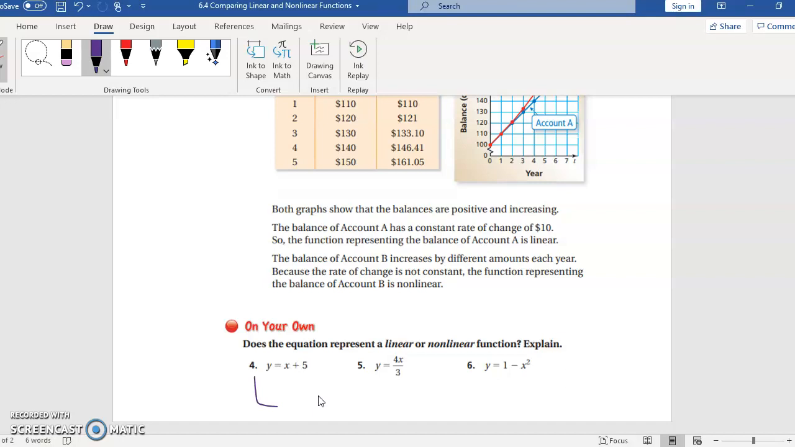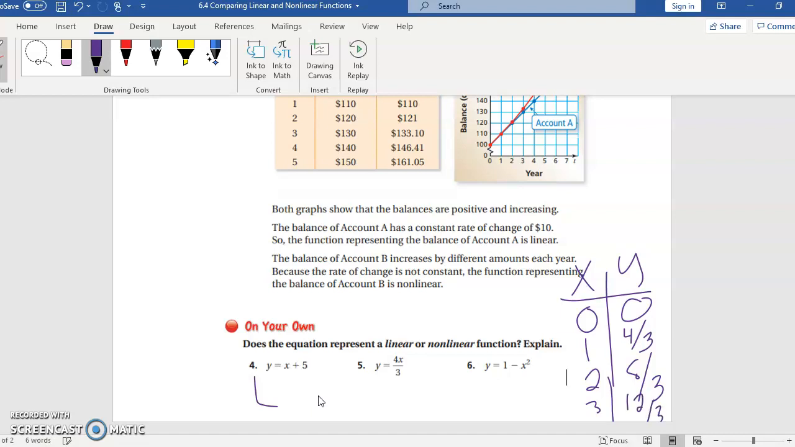Number 5, let's take a look. If I have my x and my y, if I did 0, that would be 0. If I did 1 as x, that would be 4/3. If I did 2, that would be 8/3. As you can see, it goes up by 4/3 and then it goes up by 4/3 again. If I did 3, that would be 12/3. So it goes up by the same amount each time. So this would also be linear.